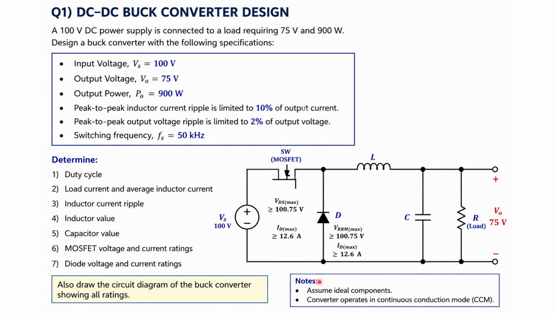When you are solving this numerical, you have to assume that the components are ideal and the converter operates in continuous conduction mode. So we have to design a DC to DC buck converter with input voltage 100 volt and output voltage 75 volt, working in continuous conduction mode. You can refer to my previous videos for the formulas for solving this design. Kindly pause this video and try to solve this numerical on your own.